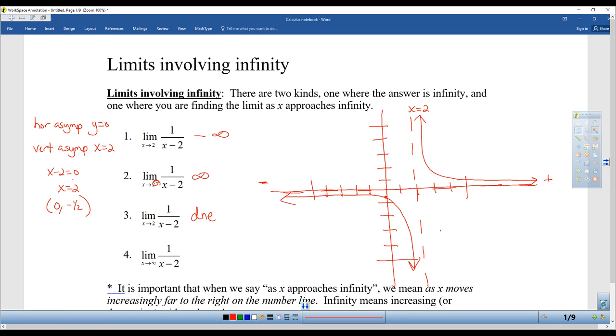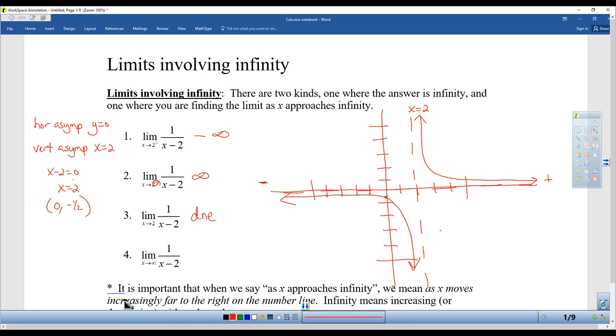A much more interesting concept is this one. What does it mean for x to approach infinity? Now, infinity is not a number. You can't actually approach it. It's like a destination. You keep walking towards it, but you'll never actually reach it.